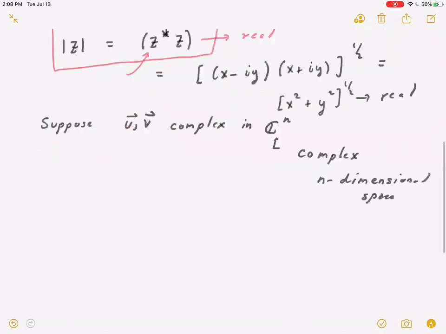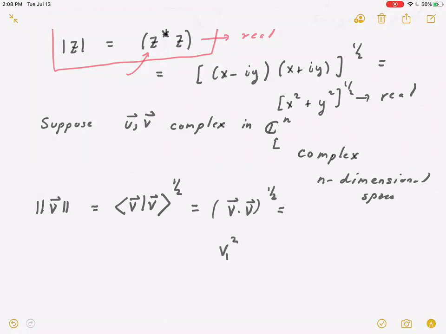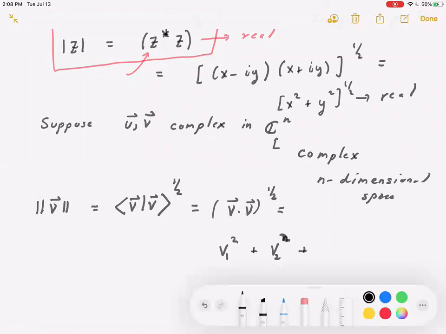So we're now equipped to evaluate creatures like this. This is by definition the inner product of V with itself. You take the square root of that, and that equals the dot product of V with itself to the 1/2 power. And again, V is an n-dimensional vector, so it has n components.